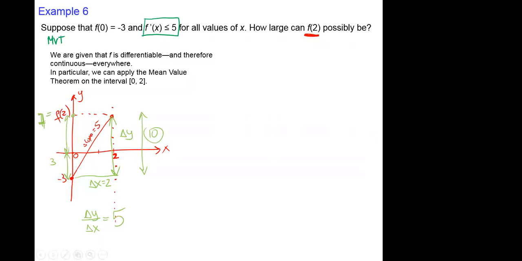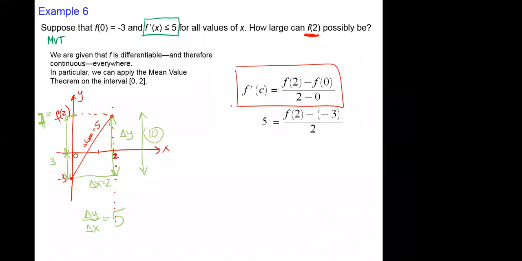That means this could be lower, of course, because I picked the highest value of the slope. The slope could be lower than 5. This is just like the average rate of change, instantaneous rate of change. It's simply the mean value theorem. But we can see based on the slope that this must be 7 because the whole rise must be 10. But let's look at the more formal version. That's the mean value theorem.